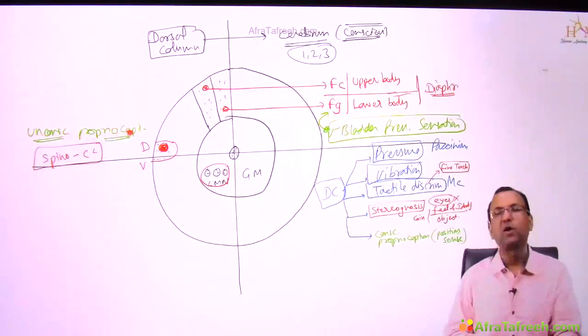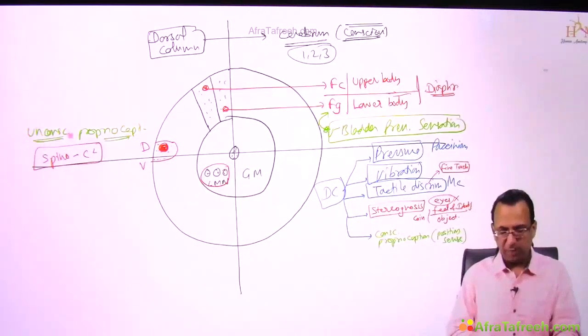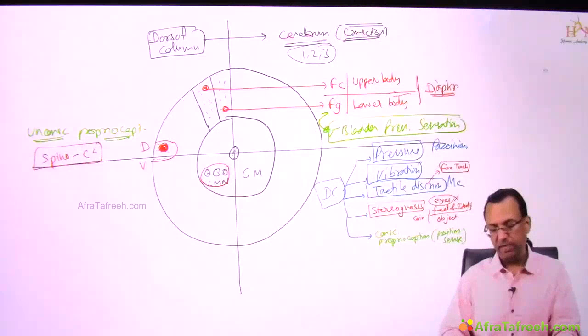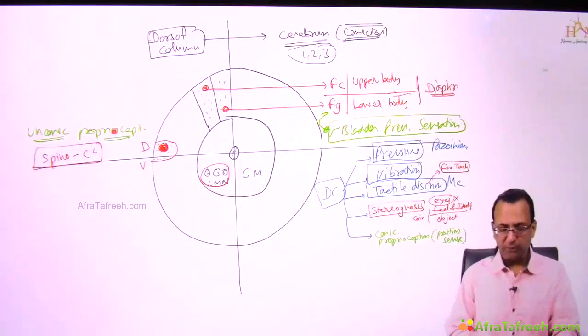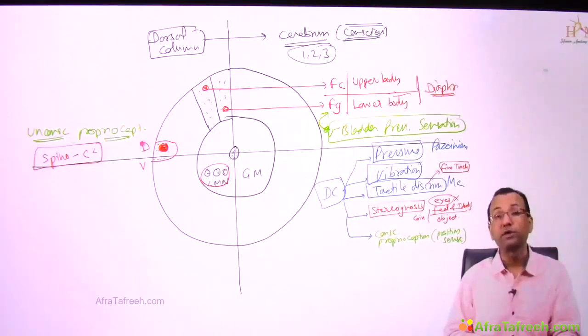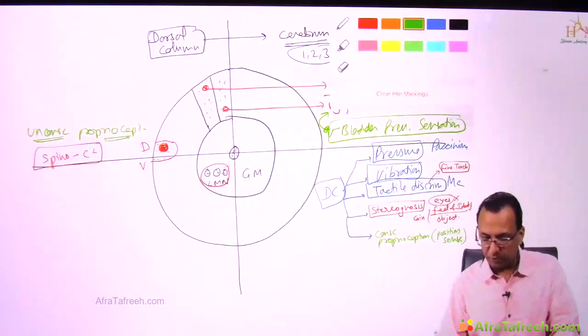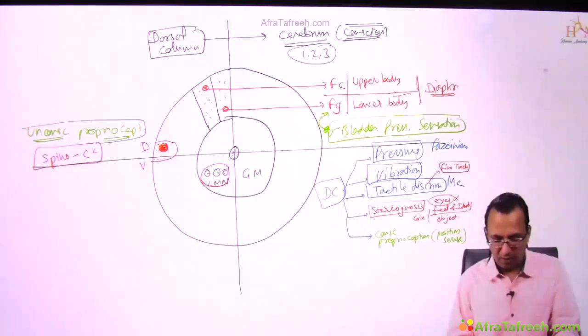Why would you say unconscious? Because it is stopping at the level of the cerebellum, it does not reach the level of the cerebrum. Cerebrum is the conscious level. Okay, so unconscious proprioception is mostly carried by the dorsal spinocerebellar tract. For what purpose? You remember, the purpose was to coordinate the voluntary motor activity.